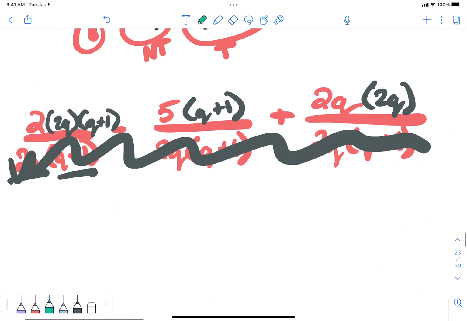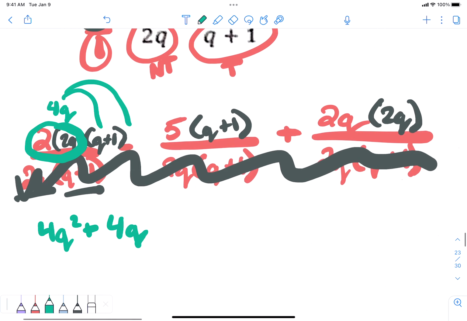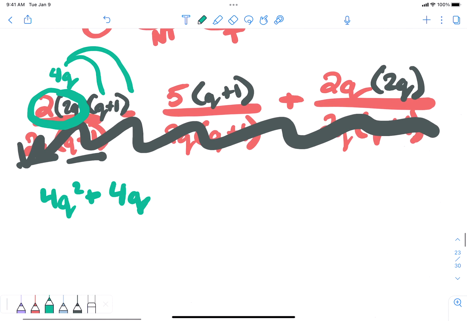Okay, let's distribute. I'm going to combine these two together. 2 and 2q, that'd be 4q squared. No, just 4q. Wait, why? After, I guess, after I distribute it through. So 4q squared plus 4q. Is that a plus or a minus? No, that's an equal. See, I'm all sorts of confused. Okay, all right, let's keep distributing.